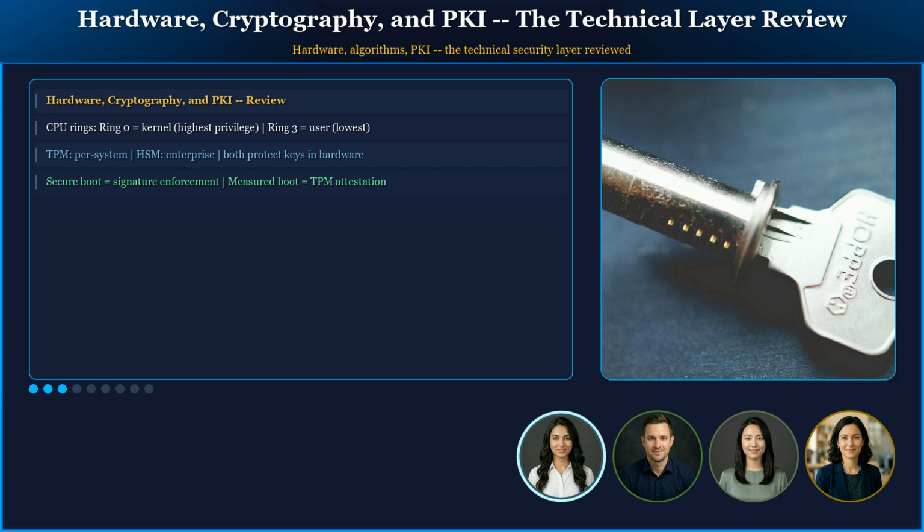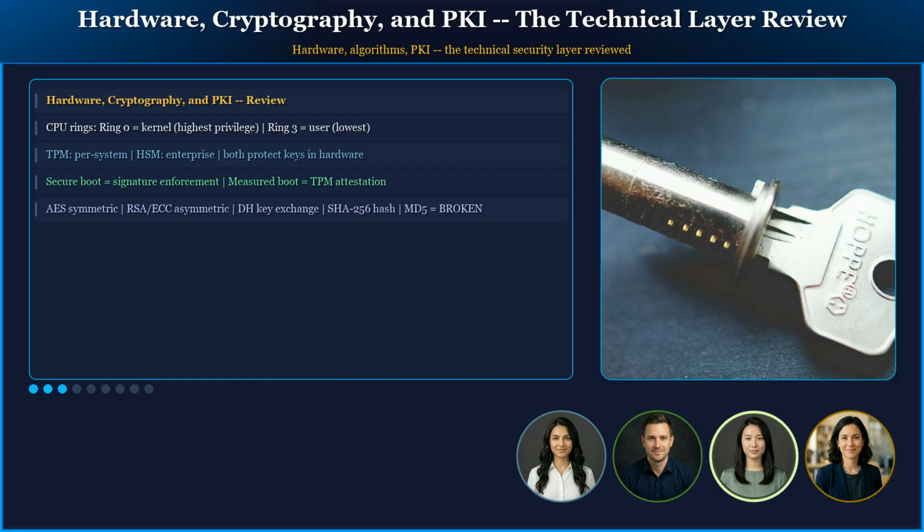Public key infrastructure components as a scenario: the CA issues. The RA verifies identity. CRL is offline revocation. OCSP is real-time. The trust chain runs root CA to intermediate CA to end entity. Compromising any CA compromises the entire chain below it, as DigiNotar proved.